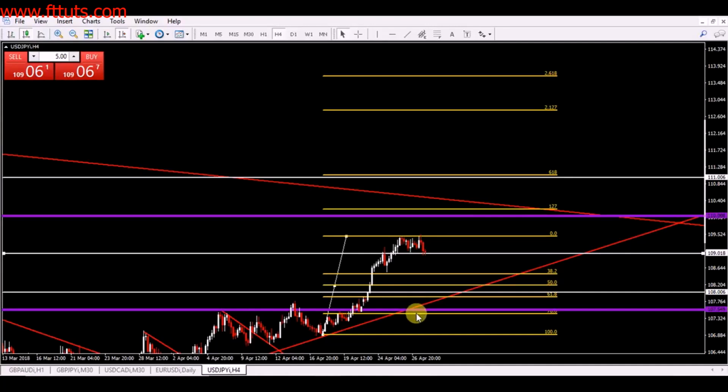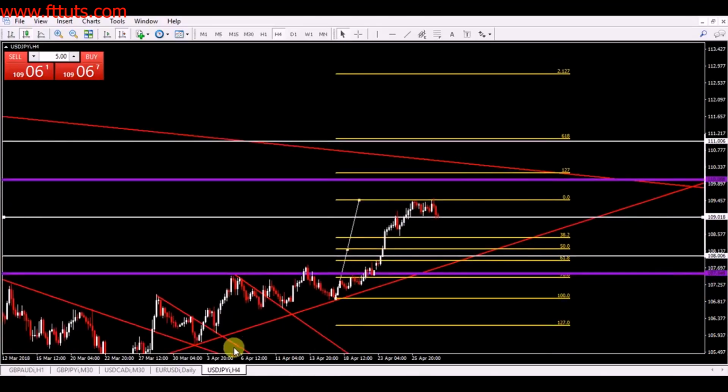What else do we have here? A 78.6 and 61.8 fib. What else do we have here? This ascending trend line here that it could potentially respect to continue further to the upside once it reaches here. But we're not just going to enter here as the market is approaching here.